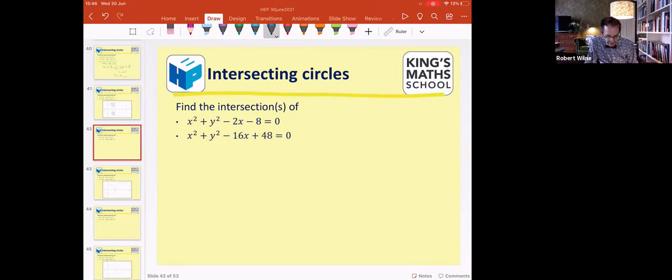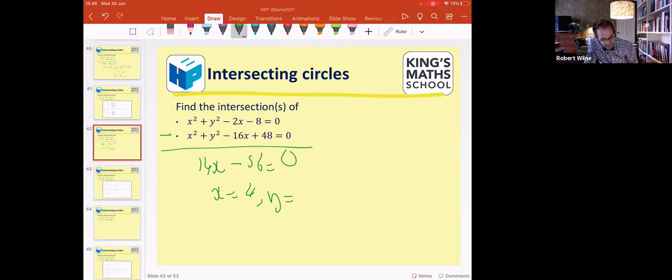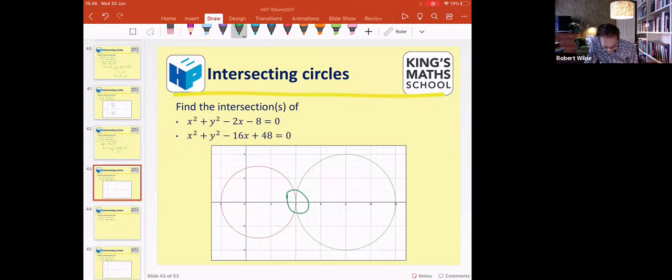Okay, so what happens with those two circles? Well, if we do the same thing, subtract them, we're going to get negative 2x subtract negative 16x, which is 14x, and then negative 8 subtract 48 is negative 56, equals 0. So x is 4 and y is, well, so we're going to get y squared is 2x plus 8 subtract x squared, which is 8 and 8 is 16, which is 0. Oh, okay. So what's happening there is that they are touching. There's only 1 point, x is 4 and y is 0.